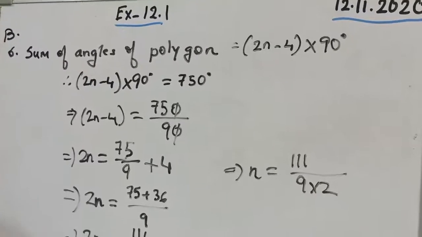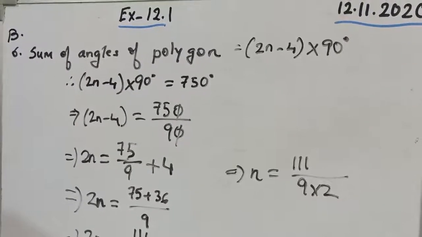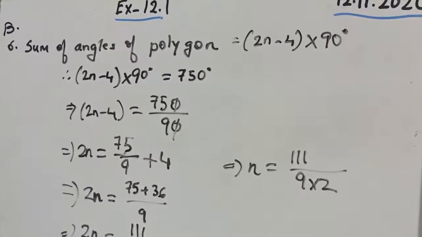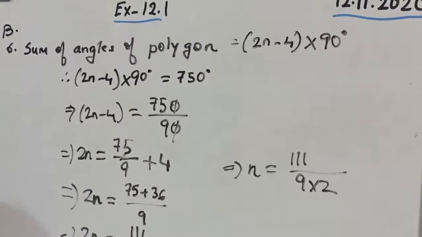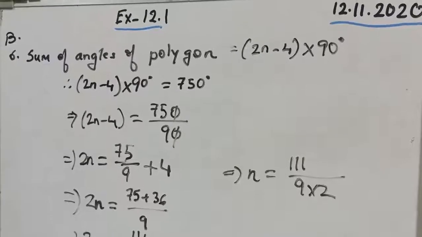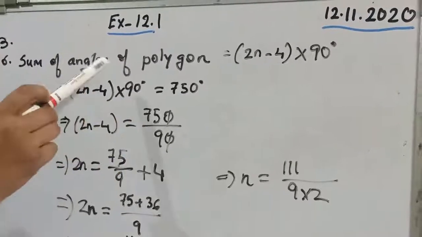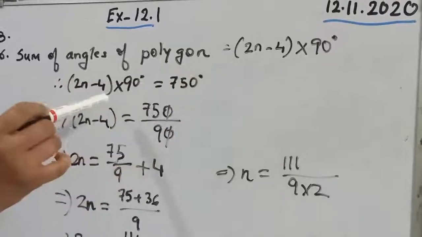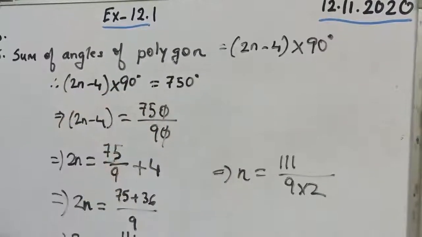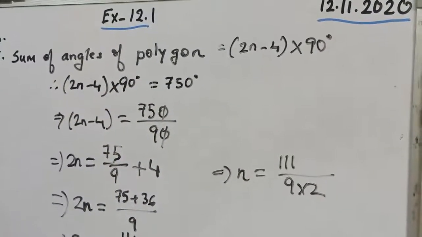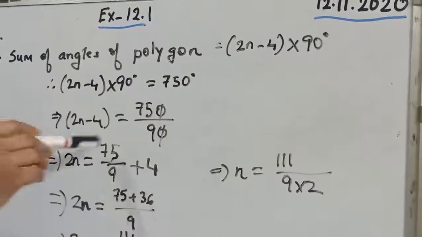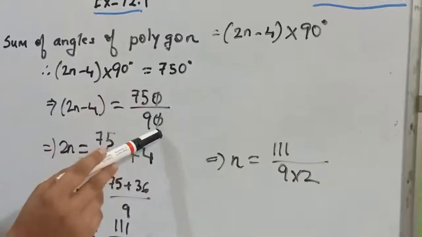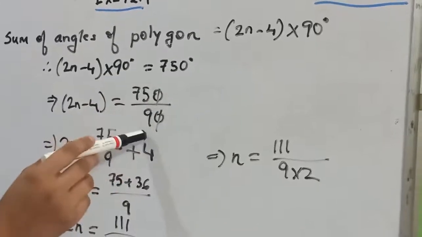Question number 6: is it possible to have a polygon the sum of whose interior angles is 750 degrees? Now we have to see whether a polygon is possible if the sum is 750 degrees. As usual I have taken the sum. We know the sum of angles of a polygon is (2n minus 4) into 90 degrees, and the sum given in the question is 750 degrees. So both the sums are equal. Based on this, 2n minus 4 is equal to 750 divided by 90. It is coming 75 by 9.